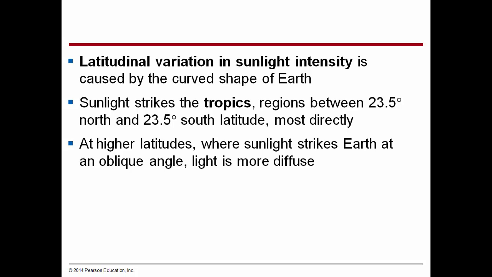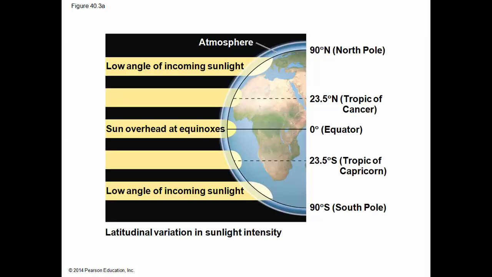Okay, latitudinal variation in sunlight intensity is caused by the curved shape of the Earth. Sunlight strikes the tropics, the region between 23.5 degrees north and 23.5 degrees south latitude, most directly. At higher latitudes, where the sunlight strikes the Earth at an oblique angle, the light is more diffuse. So that's why it's colder at the poles. Now, here's a diagram that shows latitudinal variation in sunlight intensity.